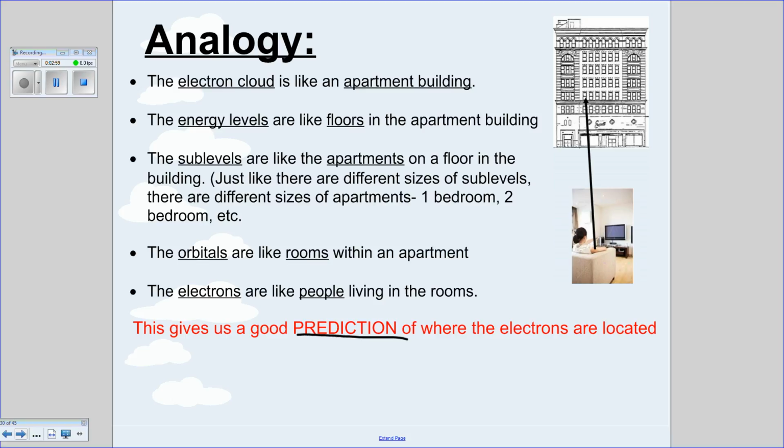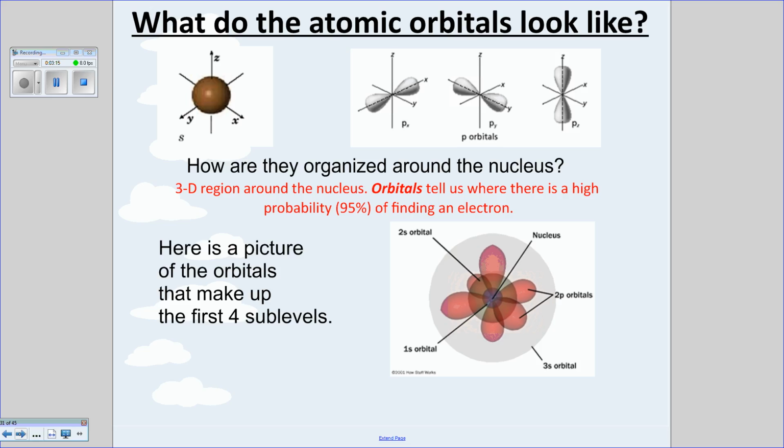Remember, this only gives us a good prediction of where the electrons are located. Note that this isn't an exact location. We can't determine an exact location of each electron, so this is essentially an estimate, a guess. But it's based on a high probability of where it's going to be.